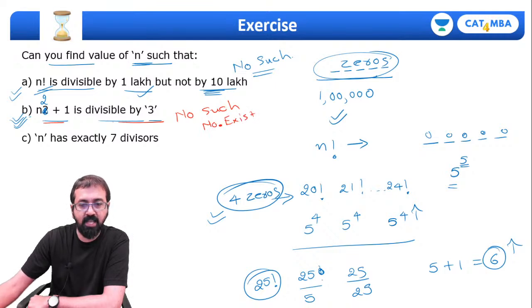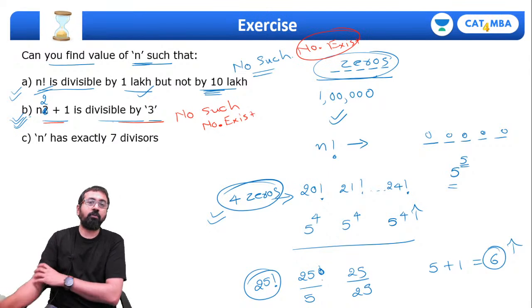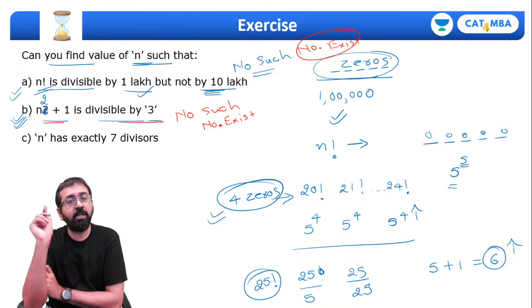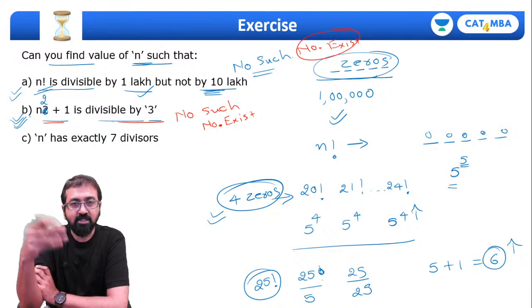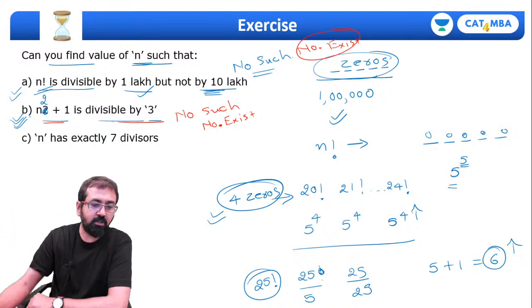No such number exists. Okay, there is no such number, you know, square of which plus 1 will be divisible by 3. Now this is something which you can understand by slightly exploring further.